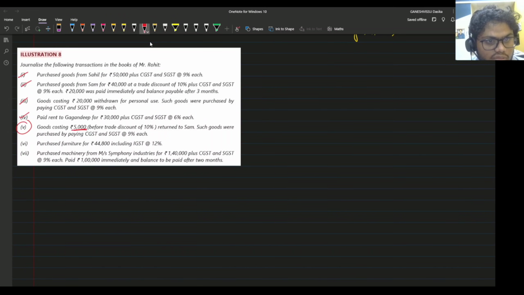Goods costing 5,000 before trade discount of 10% returned to Sam. Such goods were purchased by paying SGST and CGST 9% each. Let us go back to the second transaction. See, he has purchased some goods from Sam for rupees 40,000, right? Out of this 40,000 worth goods, he has utilized 35,000 goods and now he is returning 5,000 goods.